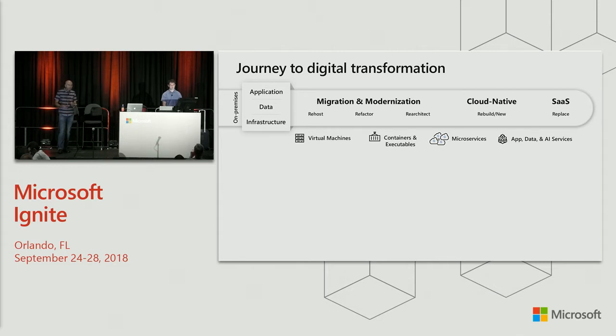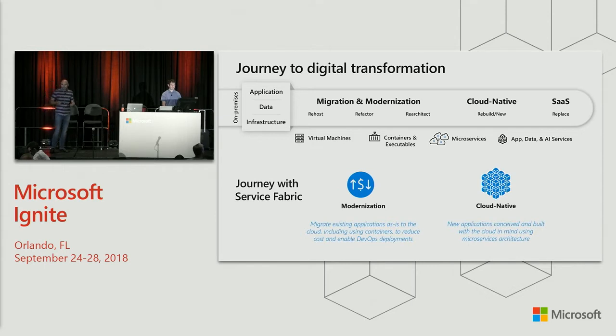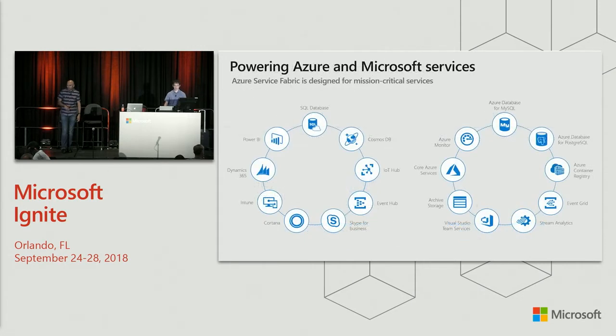Then you can re-architect, and you can add new microservices alongside it, or you can build your new greenfield application. So those are the 5 Rs, and Service Fabric allows you to cover that spectrum. And you can modernize, as well as build cloud-native applications. So I'm going to go over the slides a little quickly so that we have time for demos.